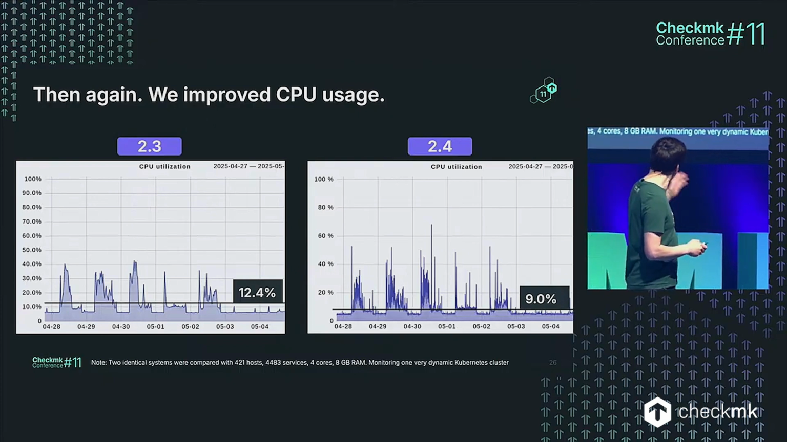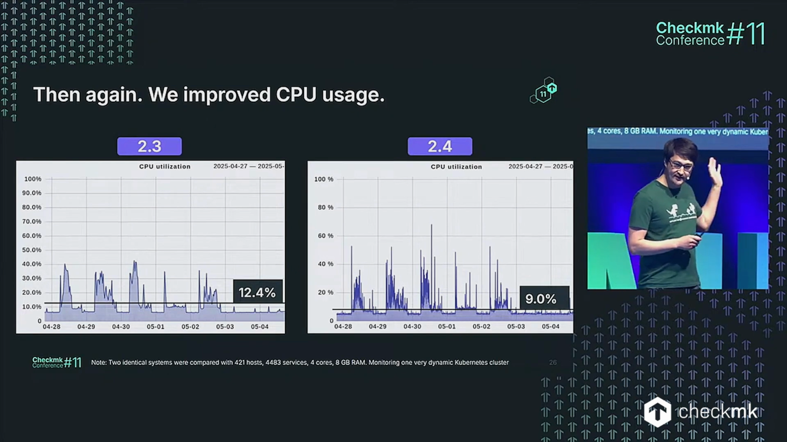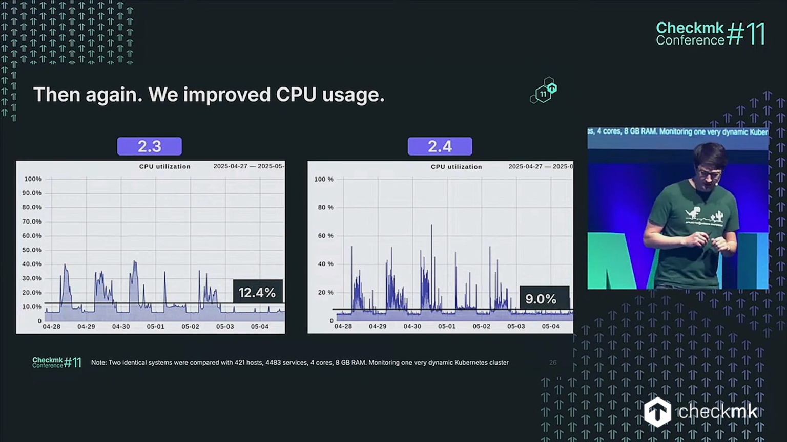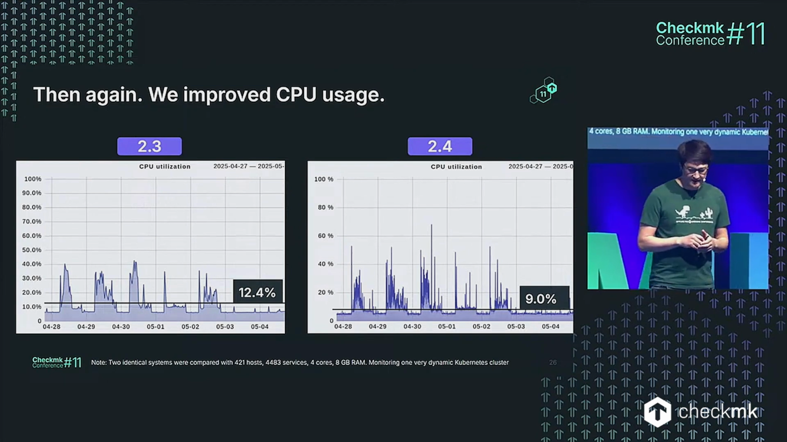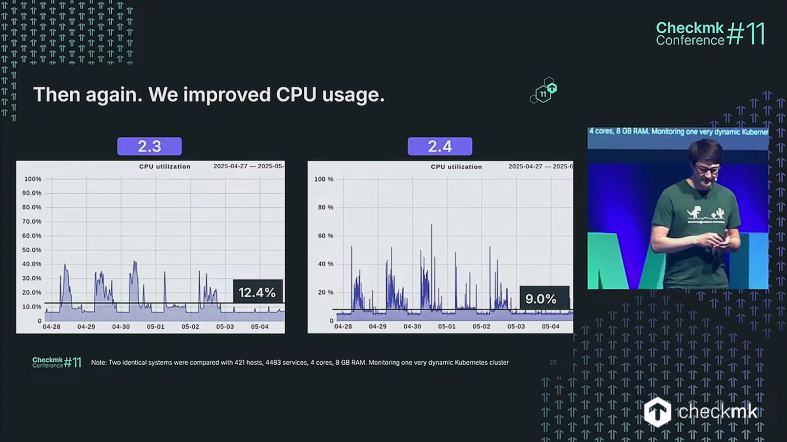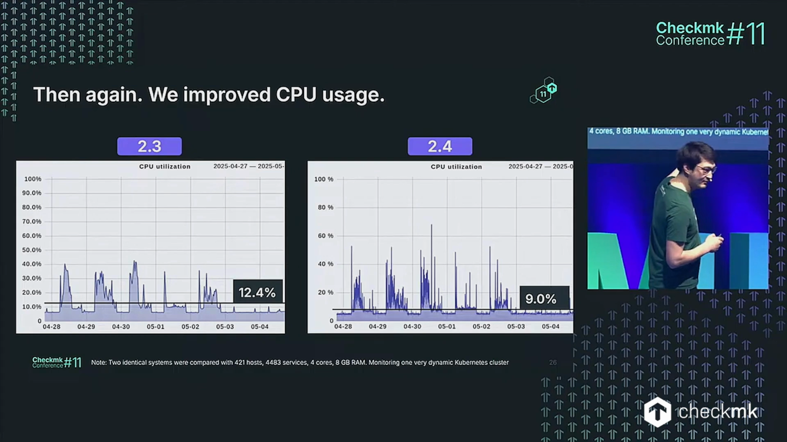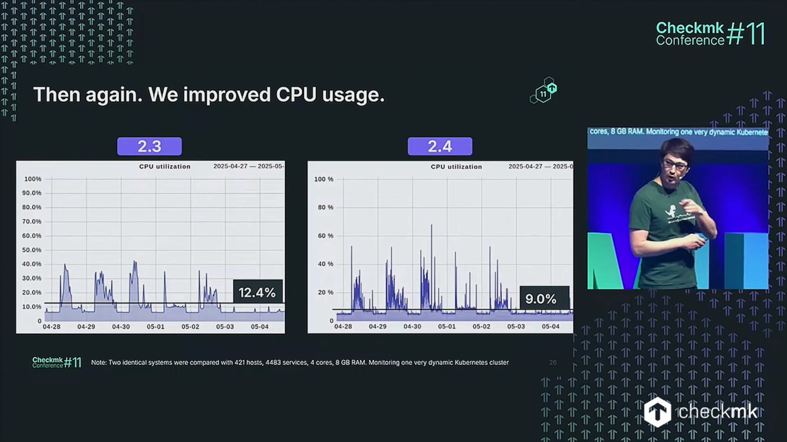And these are basically 2 identical systems. They both have 400 hosts, around 4,000 services, 4 cores only. And they're monitoring a very dynamic Kubernetes cluster. And now you can actually see when my colleagues are working. So I do know when you're working, because then my monitoring tells me that.